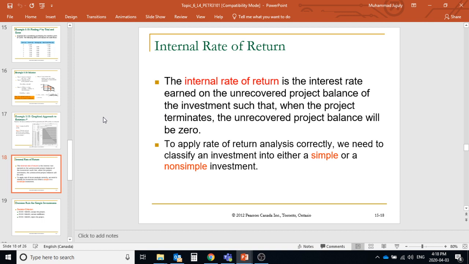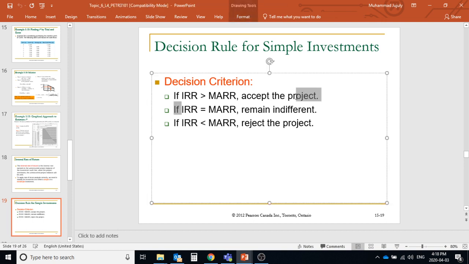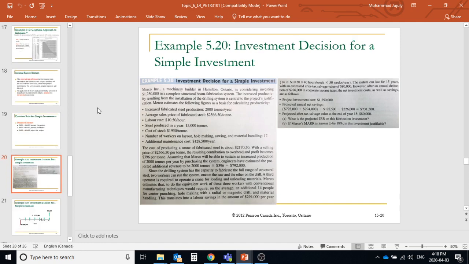Internal rate of return is the interest rate earned on the unrecovered project balance of the investment, and when the project terminates, the unrecovered project balance would be 0. That is the IRR. Now, what is the decision making criterion? Should we accept or reject the project? If IRR is greater than MARR, then we'll accept the project. If it's the same, then it will remain indifferent. And if the IRR is less than MARR, then we'll reject the project.